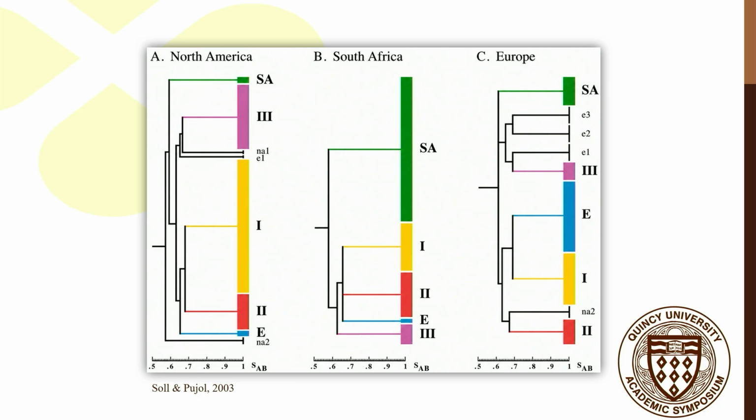For example, in the North America set, 136 strains were fingerprinted to create this dendrogram. And for this study, Dr. Pujol provided us with 3 strains from each clade, as well as 1 from South Africa and 2 from Europe.